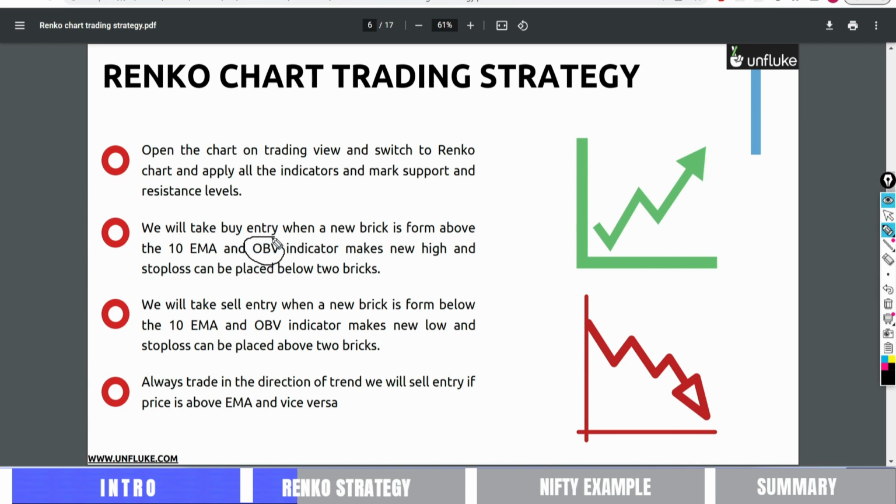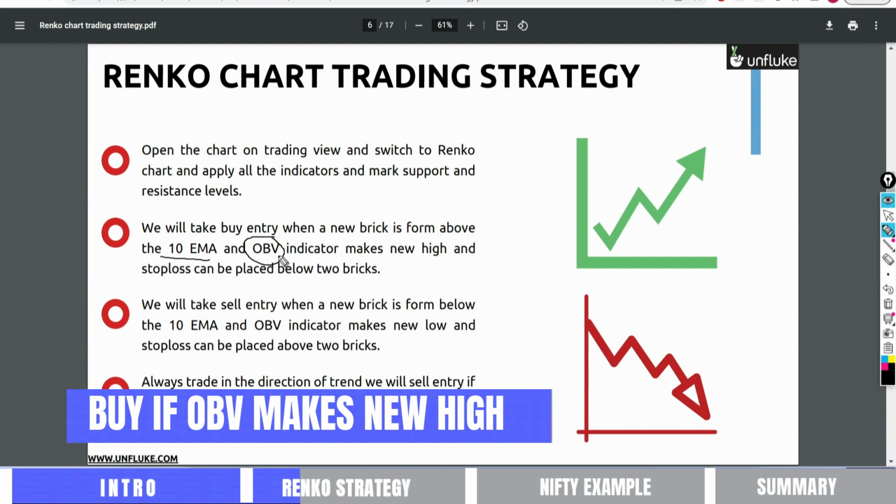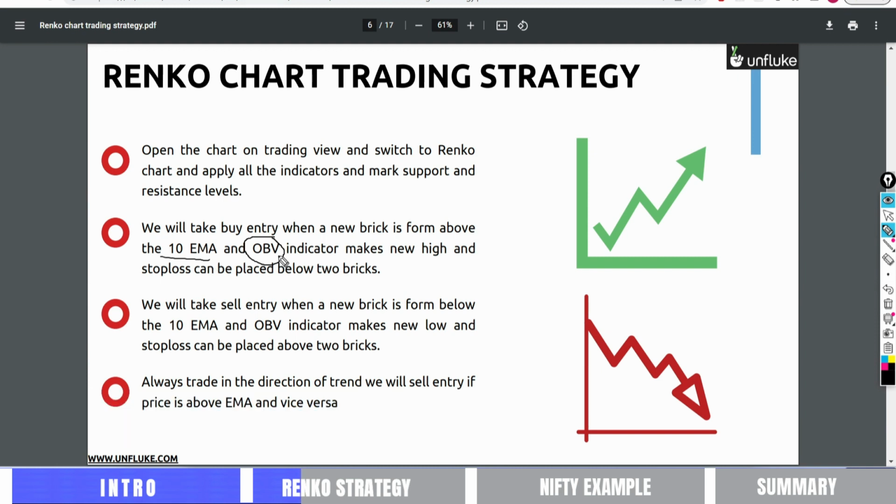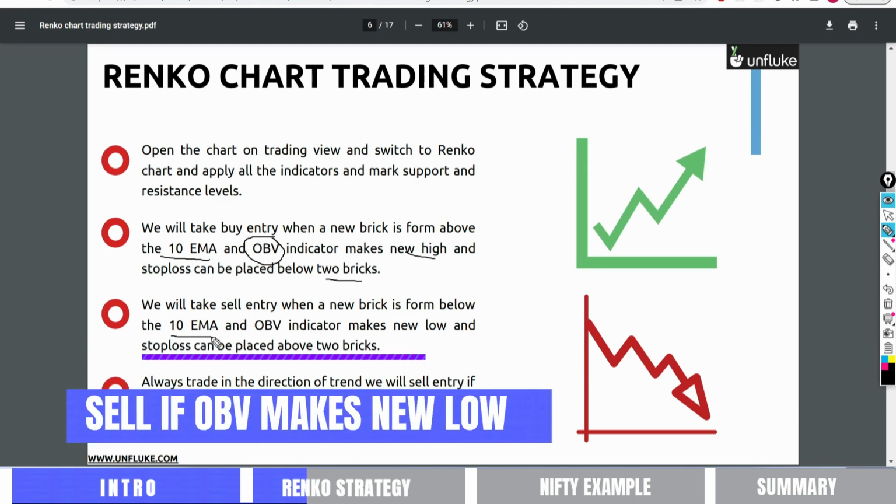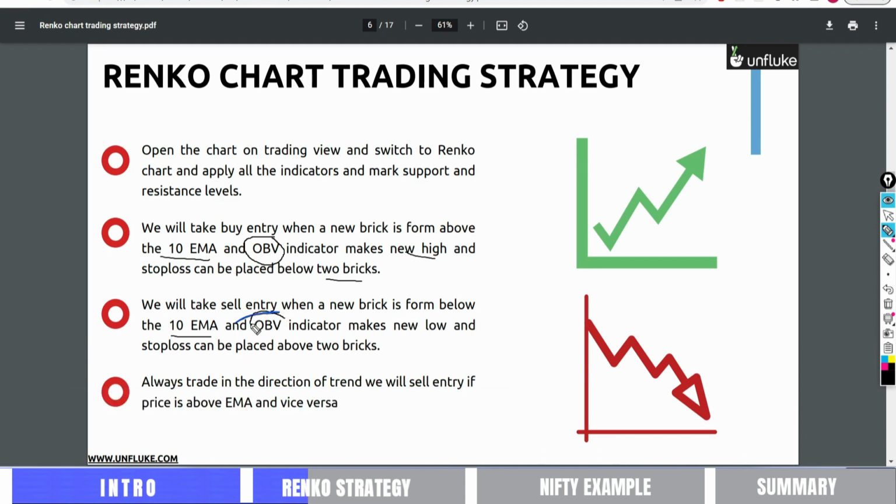So here are the rules. The first thing is if I'm looking for a buying trade, I want the green brick to be above the 10 EMA, and the OBV should be making a new high. I'll show you how that new high is done. Once we do that, I can go for an entry. I will place the stop loss 2 bricks below my entry price. And similarly, if I am going for a selling trade, I want the RENKO to be below the 10 EMA, and the OBV should be making a new low. And I will put the stop loss 2 bricks above the current entry price. So that is how I will be trading this strategy.